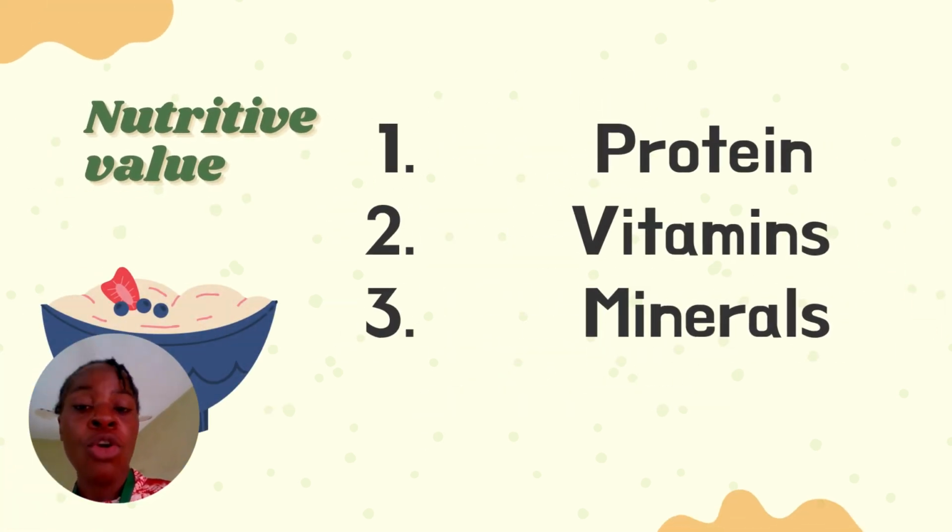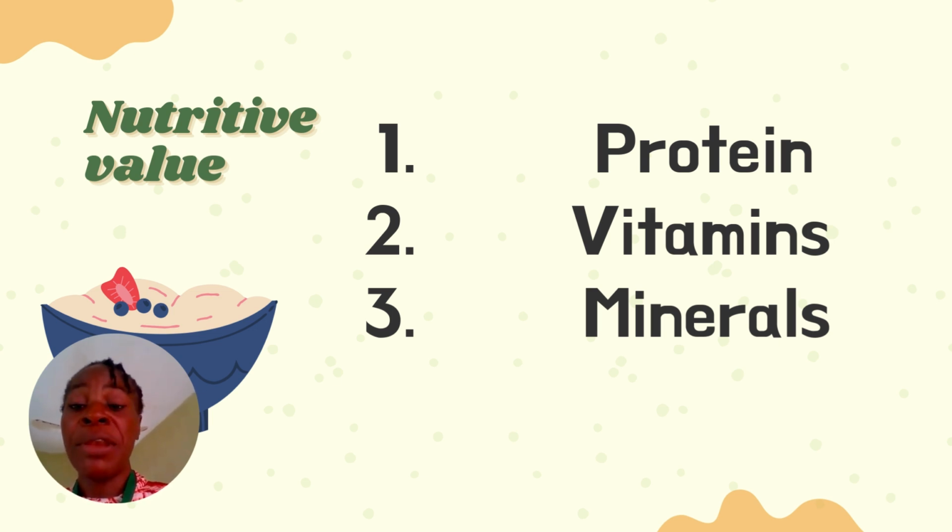Another thing I would like us to look at is the nutritive value of poultry. The first nutrient found in poultry is protein. Poultry has a high protein value. So if you're eating any poultry meat, you know that you are getting high protein content from your dish or diet. Then we also have vitamins, the vitamin B's: riboflavin, thiamine, nicotinic. They are all vitamins that are found in poultry.